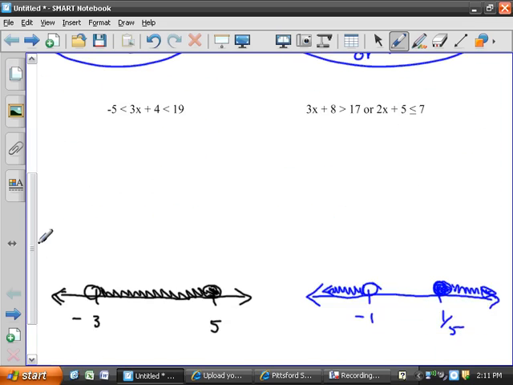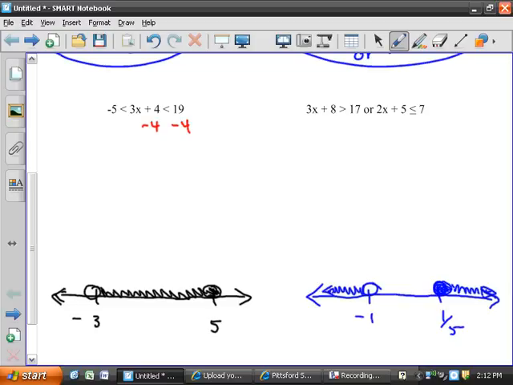The first one I have written here is -5. I'm sorry, I shouldn't read it that way. I should read it as 3x plus 4 is less than 19 and greater than -5. I should read this from the middle out. Now, my ultimate goal is still to get x alone. So two things are happening to x. Somebody multiplied 3 and somebody else added 4. The easiest thing to undo is to subtract 4.